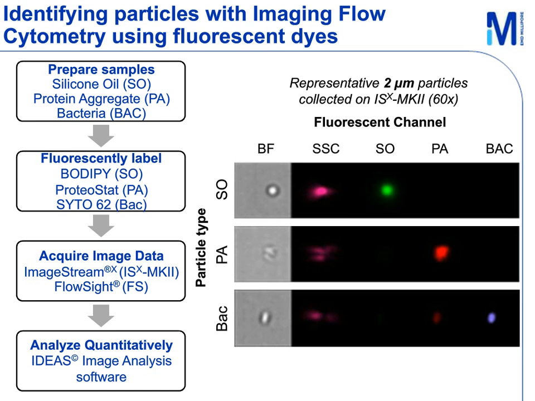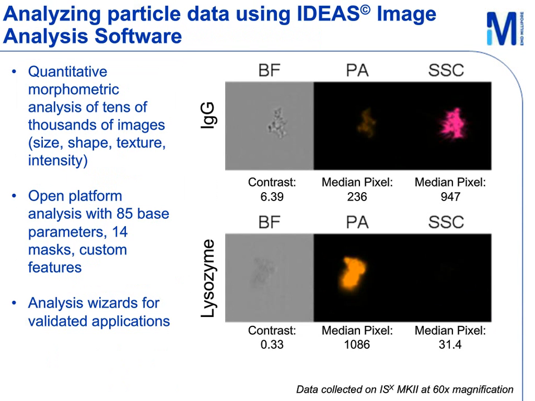Once image data is collected using ImageStream or FlowCam, the next step is to quantitatively analyze the images using IDEAS software. What IDEAS does is that it provides quantitative morphometric analysis of large numbers of images using features related to the size, shape, texture, and intensity of these images.